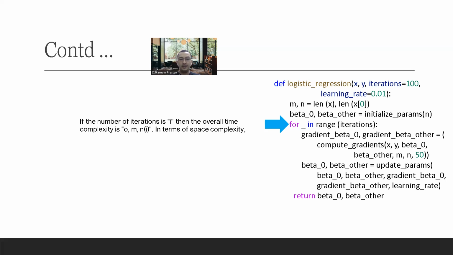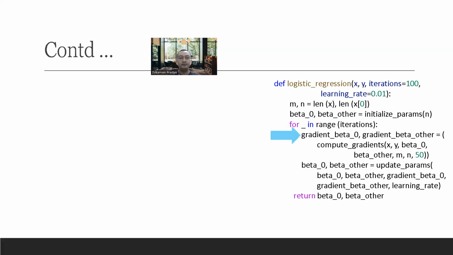In terms of space complexity, the next, I again get gradient beta 0, gradient beta other equal compute gradients x, y, beta 0, beta other, m, n. So the only intermediate variable I created was to store the gradient. So everything is done.